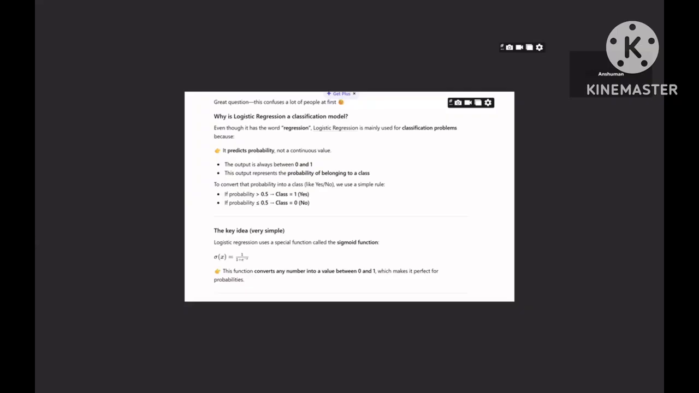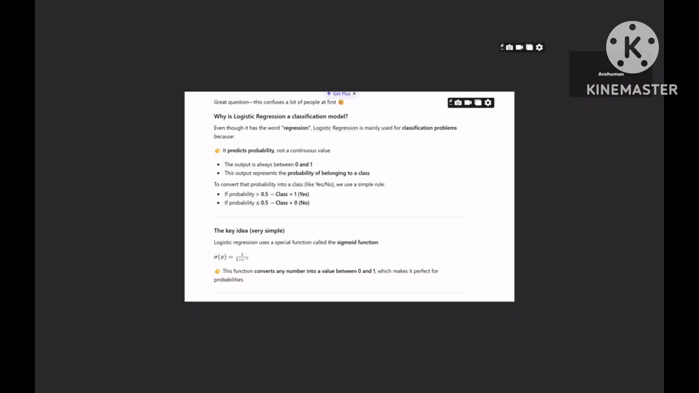Okay, and always remember the output of it is always between 0 and 1, and the output represents the probability of belonging to a class. Now what this means is, if the probability is greater than 0.5, then the class is yes, and if the probability is less than or equal to 0.5, then the class is 0. Always remember that in logistic regression, the value will always be between 0 and 1. That is the main point.